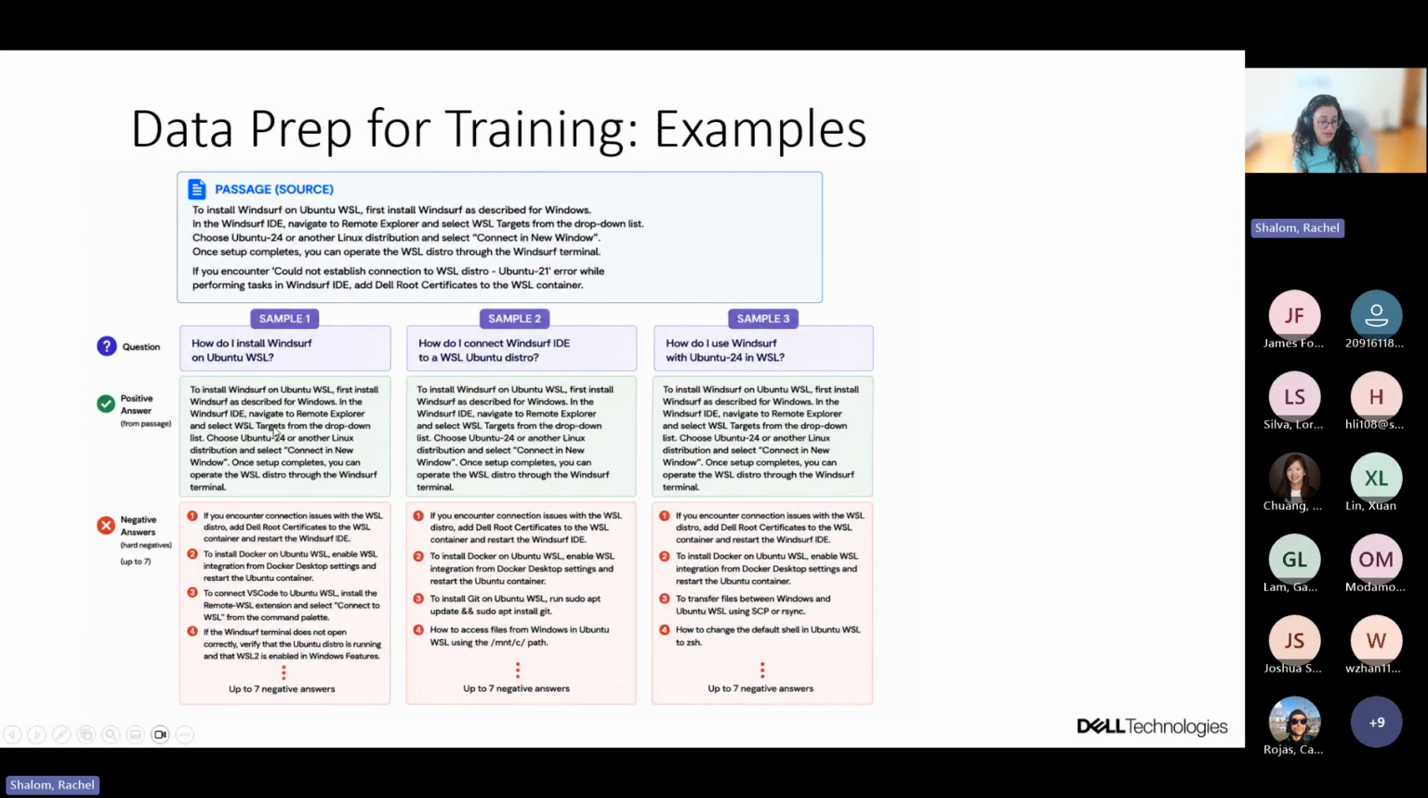Then the positive is this passage. This is a positive answer. And then you go and grab 7 negative answers for each, and each one of them is one sample. I hope it makes sense and it's clear. And if not, you're welcome to ask any question.